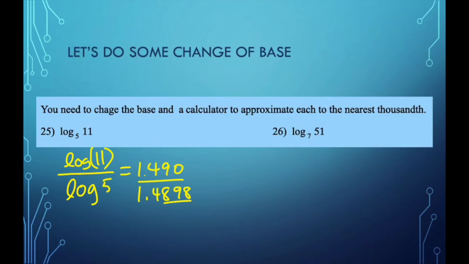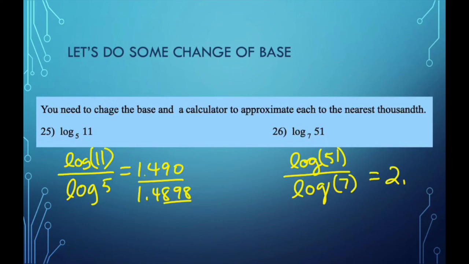Number 26 is the 51 or the 7 that's on the top. 51 is on the top and 7 is on the bottom. So we're going to have log 51 over log 7. Just close that parentheses. That's the trick. 2.020. Round up. Is it 2.020 or 2.021? 2.021. Okay.